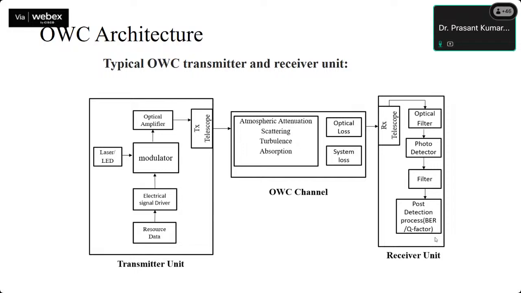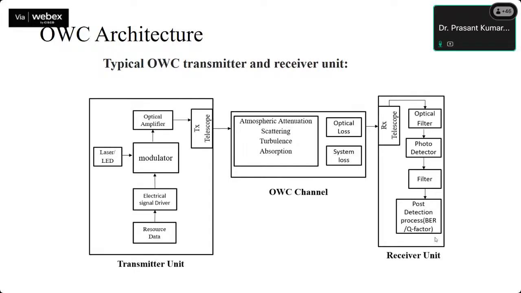Then you need telescopic apertures for transmission, which act as the transmitting antenna. Then you have the optical wireless channel, where, as I said, the signal will suffer from many detrimental effects over the atmospheric channel, like scattering, turbulence, and absorption. At the receiver side, when you try to couple the signal to the receiver, it will suffer from optical losses and system-related losses. And finally, you have the receiver telescope, that is, the receiver aperture.